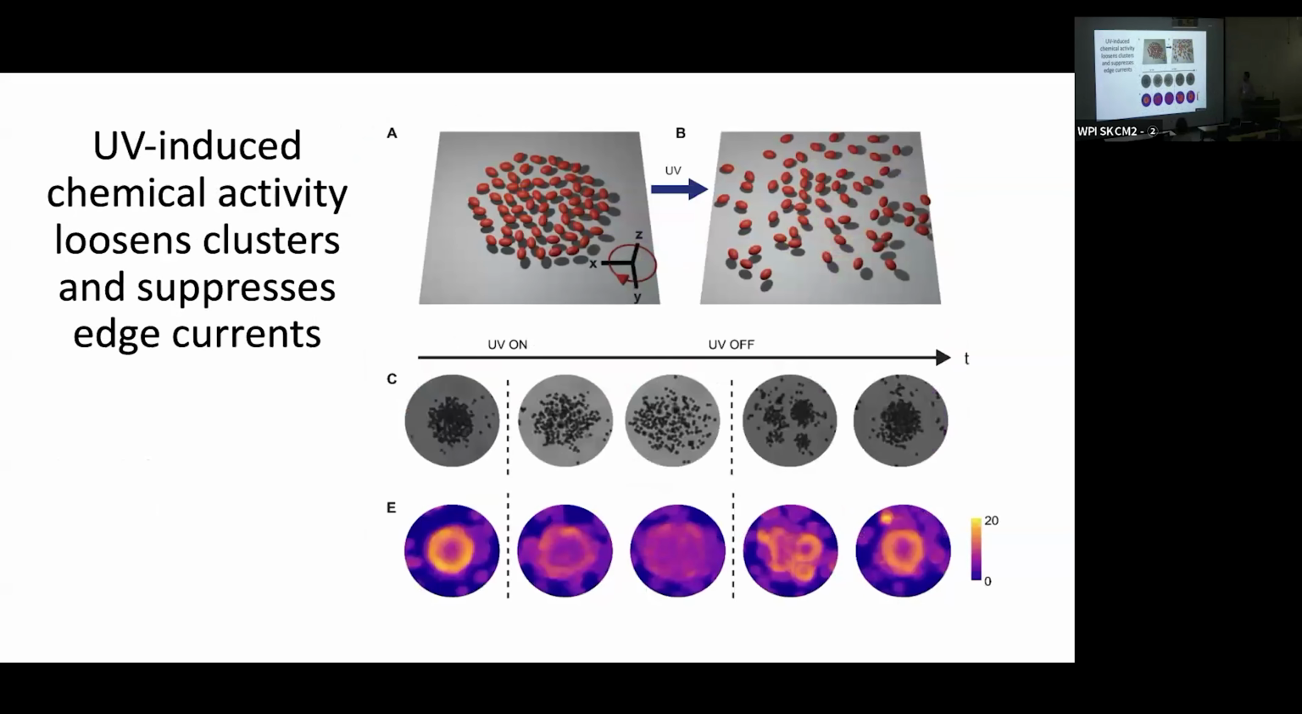What Jaideep did was he added chemical activity to it. These hematite particles can decompose hydrogen peroxide if they're exposed to UV. So it's photocatalytic activity you can control with UV light. When he turns on the UV, the clusters loosen and the edge currents are suppressed. And this is reversible. When you turn the UV off, you turn the chemical activity off, the clusters tighten up again, and the edge currents reemerge.